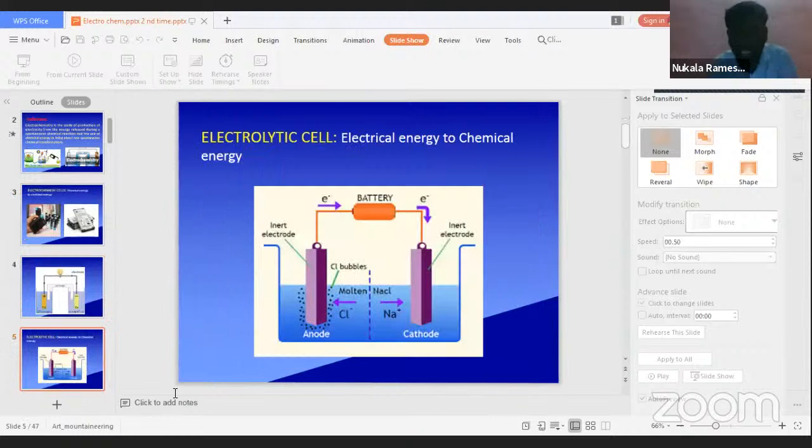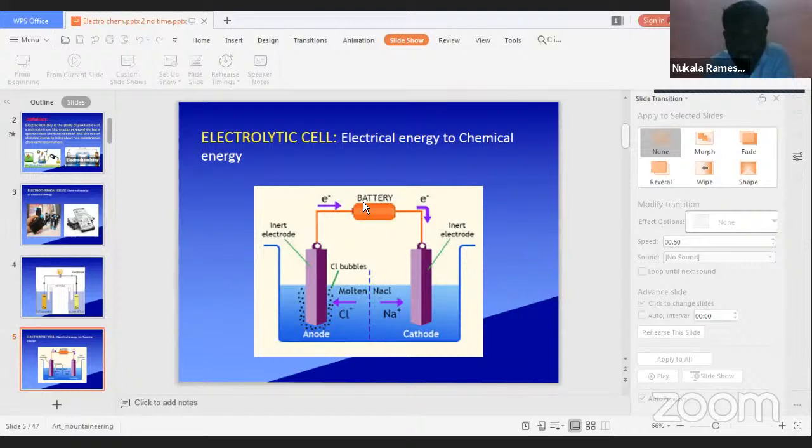Here, yeah. Second type of cell, what is that one? Electrolytic cell. In this cell, what process is occurring? The conversion of electrical energy to chemical energy. Okay, yeah. So what is happening in this? We are using electrical energy and converting it into chemical energy by supplying the energy.